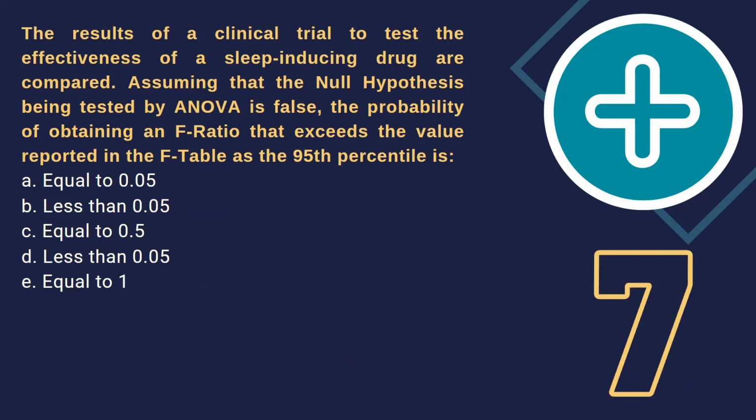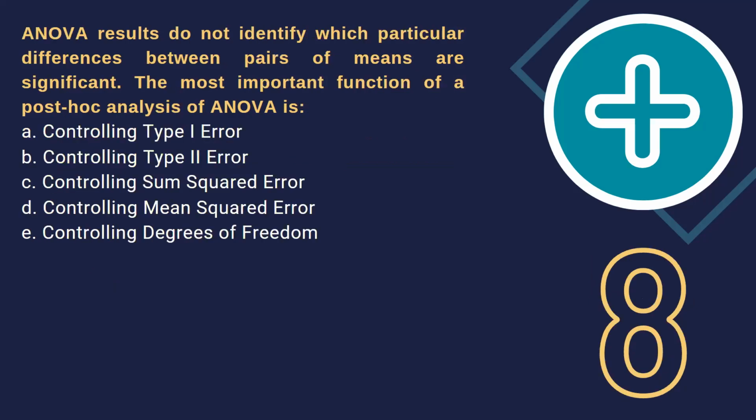The results of a clinical trial to test the effectiveness of a sleep-inducing drug are compared. Assuming that the null hypothesis being tested by ANOVA is false, the probability of obtaining an F ratio that exceeds the value reported in the F table as the 95th percentile is A, equal to 0.05, B, less than 0.05, C, equal to 0.5, D, less than 0.5, and E, equal to 1. Yes, the answer is B.